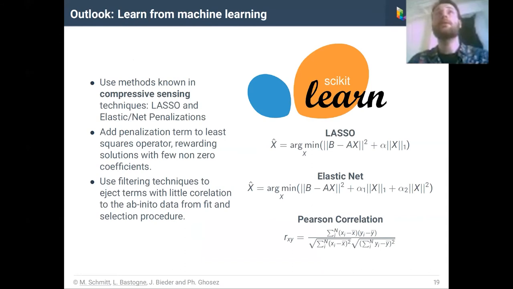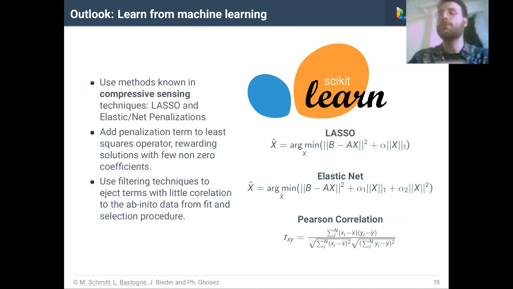Now, another thing that we started to work on is to look at what is done in machine learning, because our problem is really similar to what people do with big data. We have just a huge basis with a lot of variables and a lot of data, and from this huge basis, we want to find the most pertinent coefficients and the most pertinent variables. One thing that is known as compressive sensing, and the techniques used in there, are called lasso or elastic net.